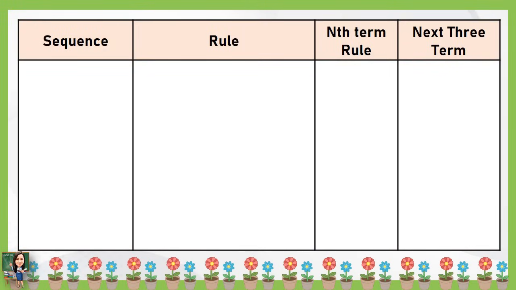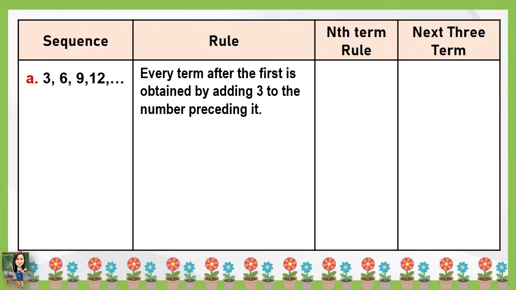Let's study the following sequences. For sequence letter A, the terms are 3, 6, 9, 12. The rule is, every term after the first is obtained by adding 3 to the number preceding it. Like, 0 plus 3 equals 3. 3 plus 3 equals 6. 6 plus 3 equals 9. And 9 plus 3 equals 12.